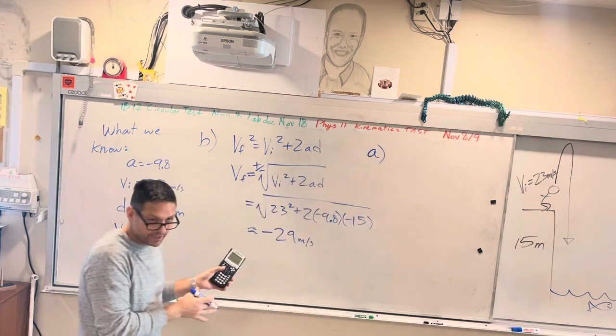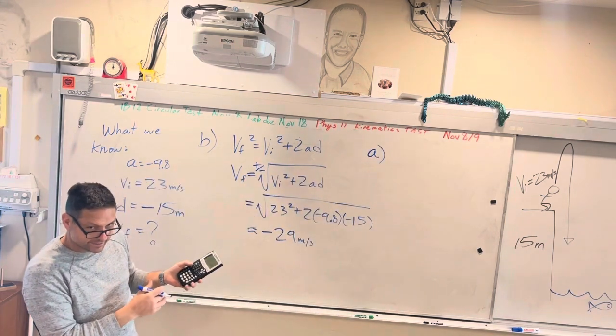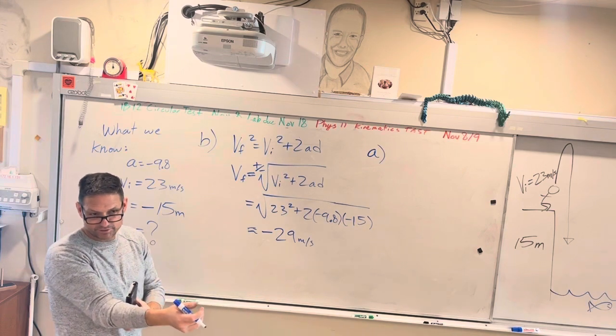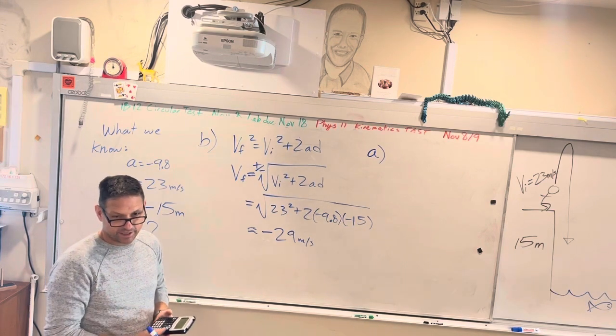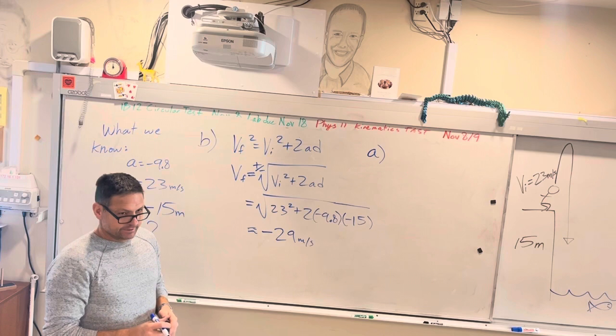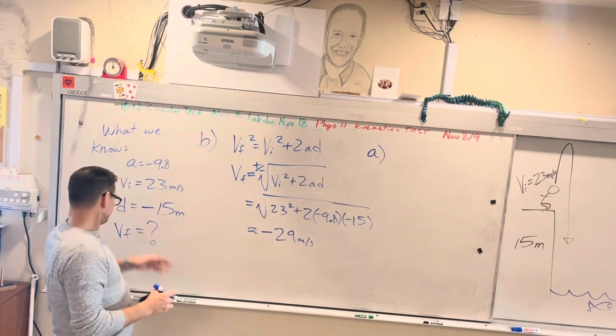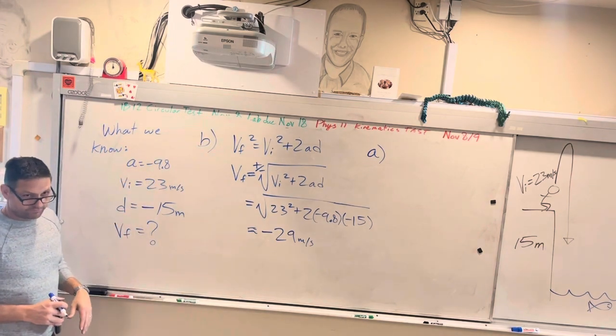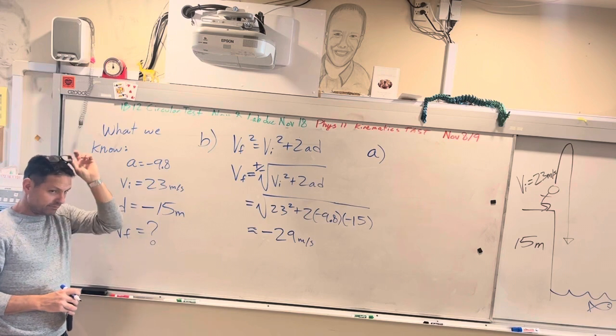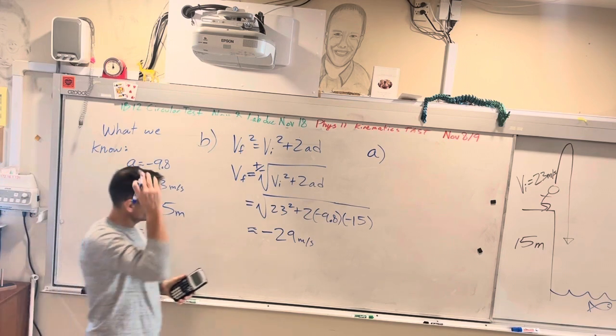Okay, so then let's do A after that. So we found the final velocity first. Now we can use that final velocity to calculate the time. Addie, if I know VF and I know these things, what formula am I going to use to find the time? First one. Good.